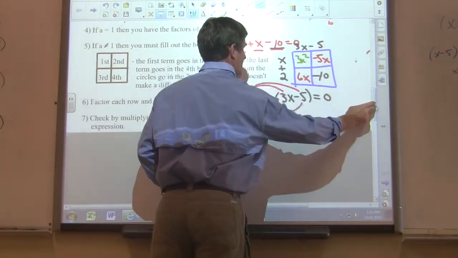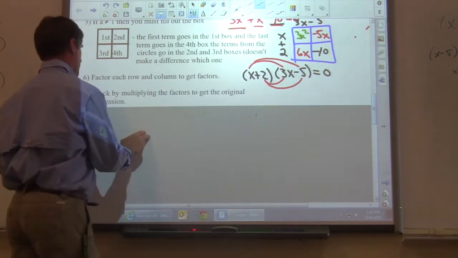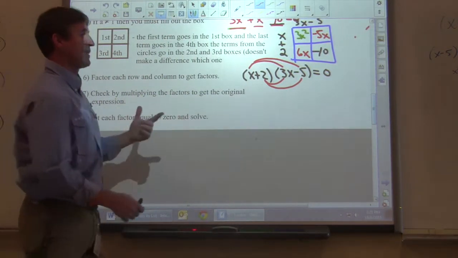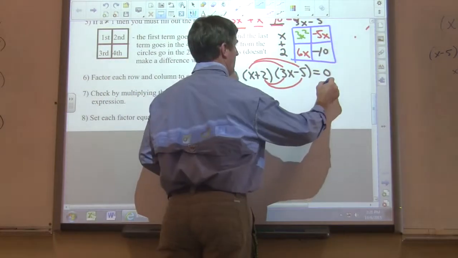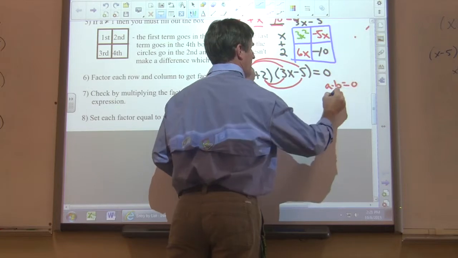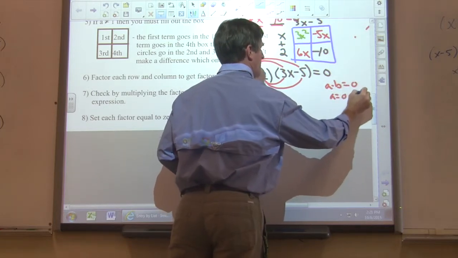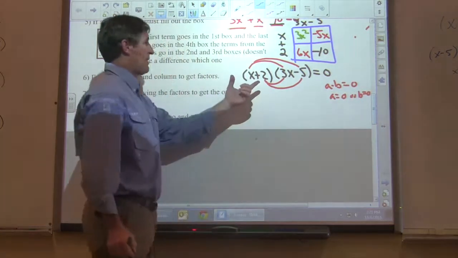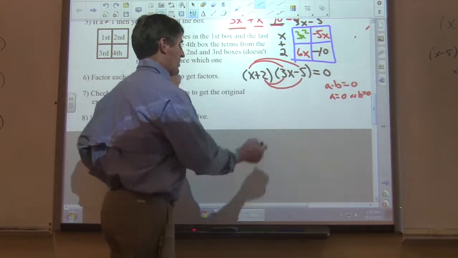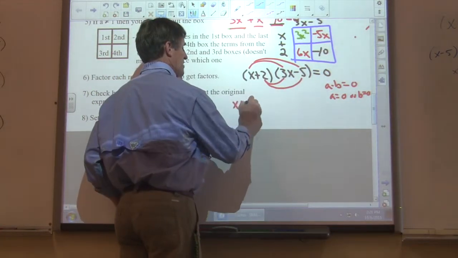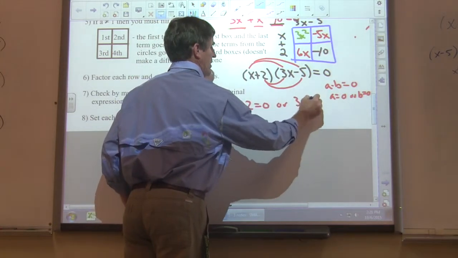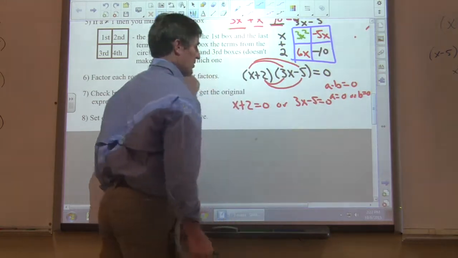And then the last step is set each factor equal to 0 and solve, because this is the zero product property. If A times B equals 0, then A equals 0 or B equals 0. Well, we have the same thing here. We have two quantities multiplied together to give me 0. So that means either x plus 2 equals 0 or 3x minus 5 equals 0.